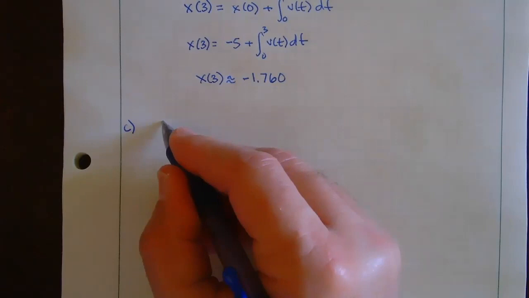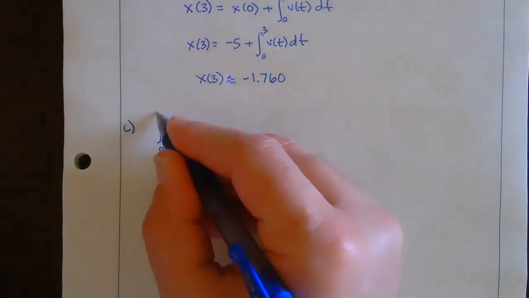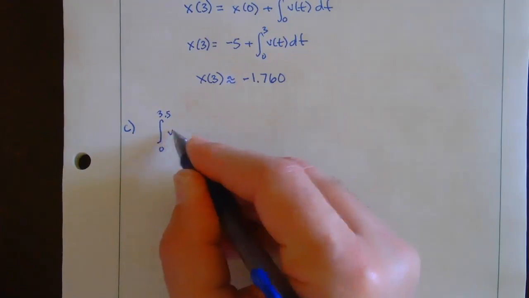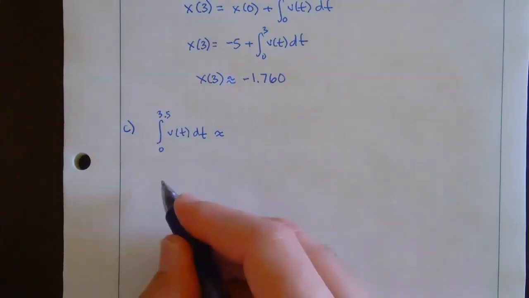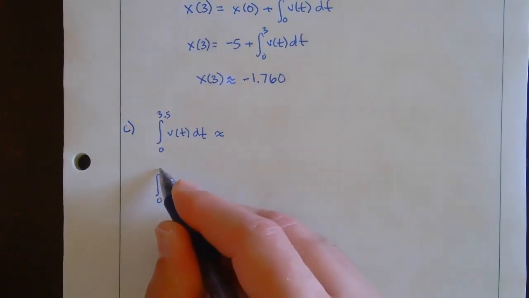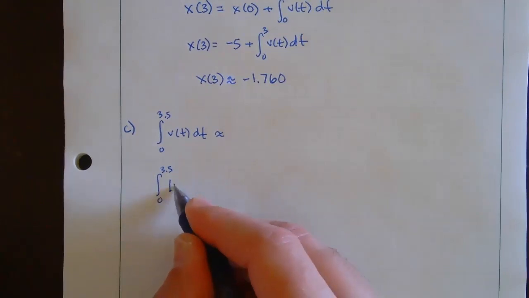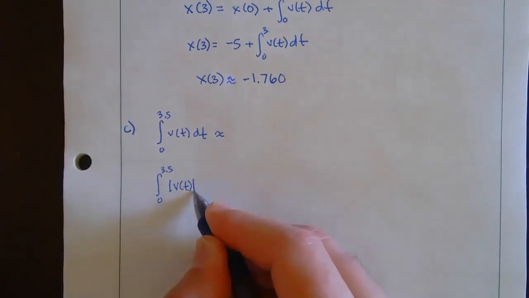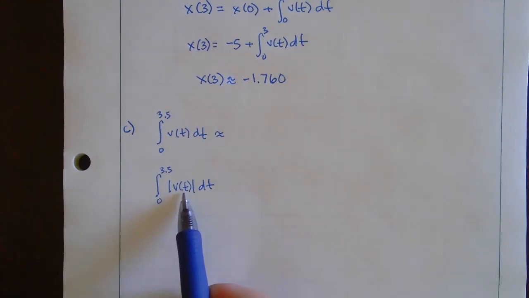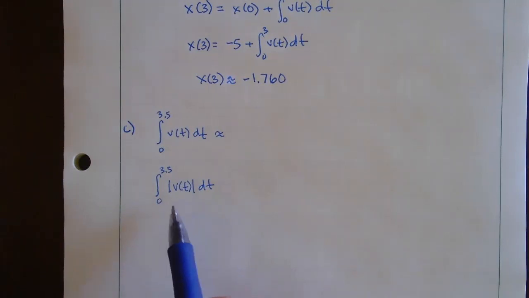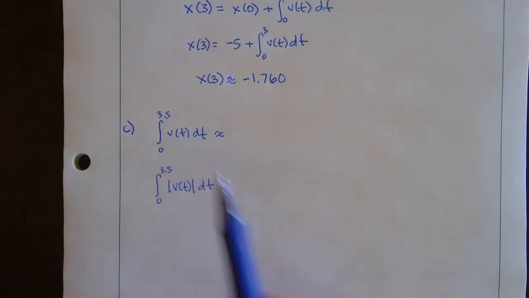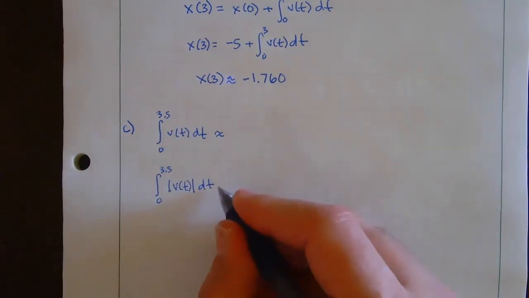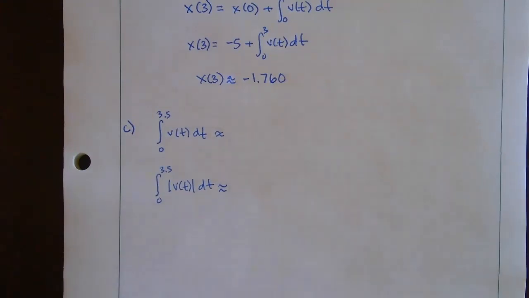So what we want to do is evaluate the integral from 0 to 3.5 of v of t dt, and we want to know what that is. And then we also want to integrate from 0 to 3.5 the absolute value of v of t dt. Now the absolute value of velocity is really speed, so this is integrating speed. So this one's going to give us total distance between 0 and 3.5, and this one's going to give us the displacement, or the change in position. So that's going to go into the interpretation. So I'm going to go to my graphing calculator and do both of these.